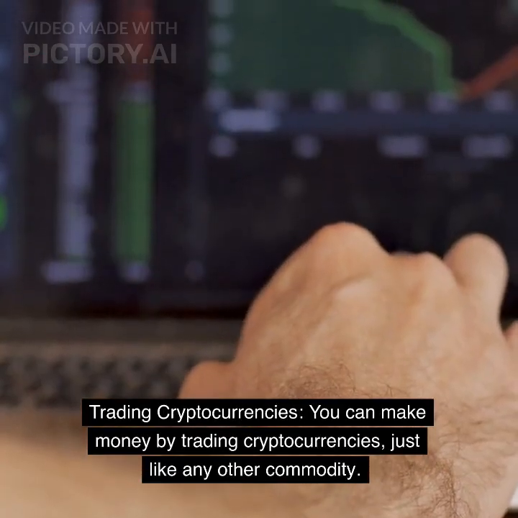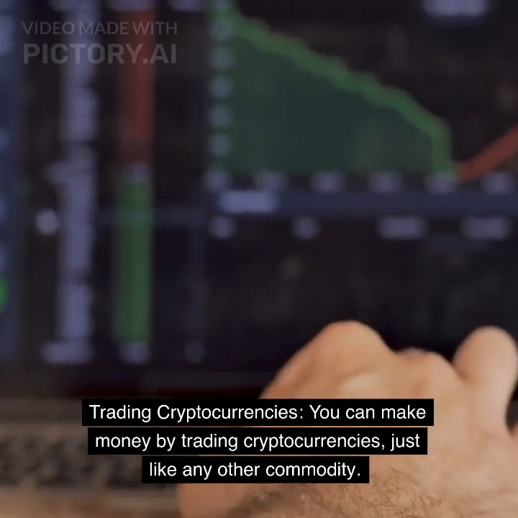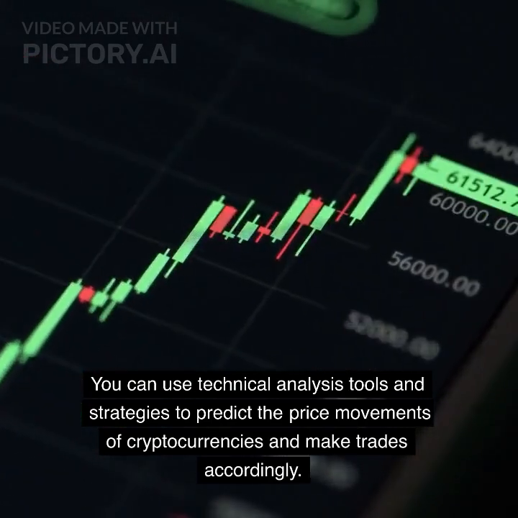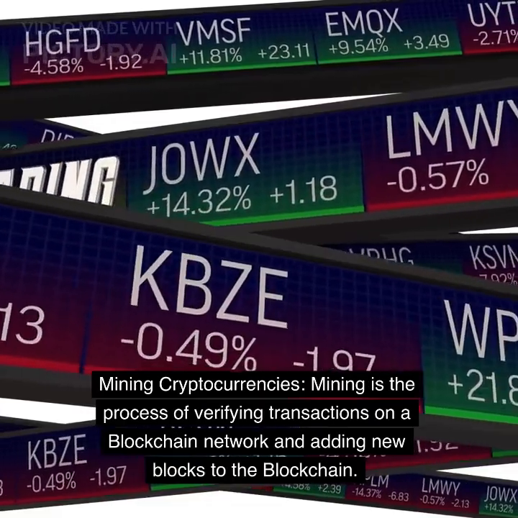Trading cryptocurrencies. You can make money by trading cryptocurrencies, just like any other commodity. You can use technical analysis tools and strategies to predict the price movements of cryptocurrencies and make trades accordingly. Mining cryptocurrencies.